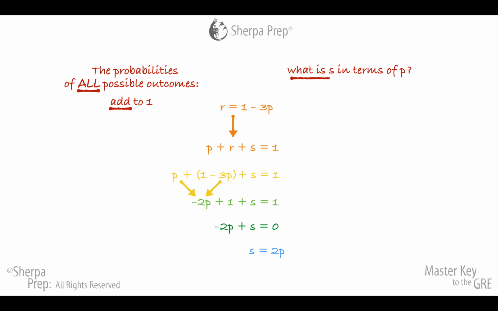So what is S in terms of P? S is the equivalent of 2P. And there you go. That's the reason here that 2P is the correct answer.